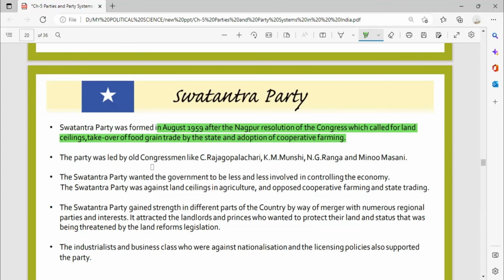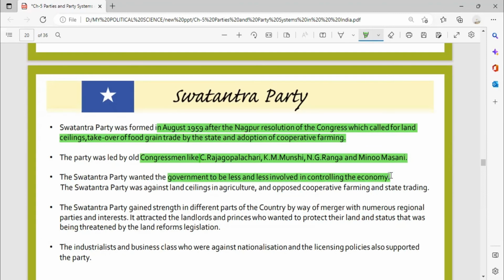The party was led by Congressmen, and the leaders of this party were Congress people only, like C. Rajagopalachari, K. M. Munshi, N. G. Ranga, and Minoo Masani. So Swatantra Party wanted the government to be less and less involved in controlling the economy. It was their main ideology that the government should let the economy run on market basis, not dominate it, or try to centralize it like USSR.